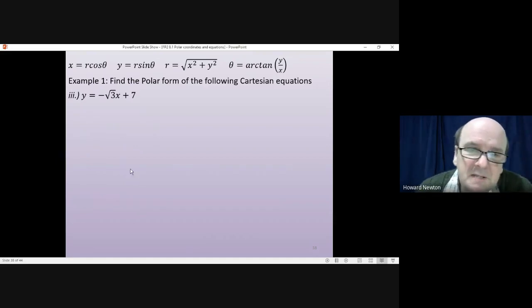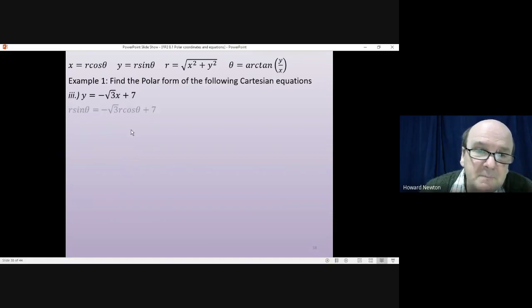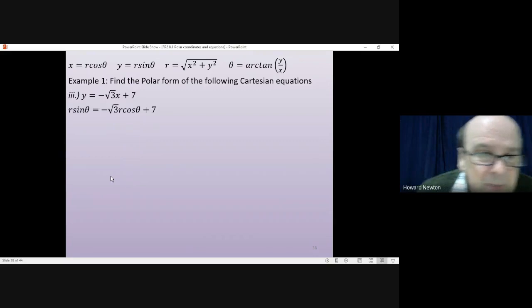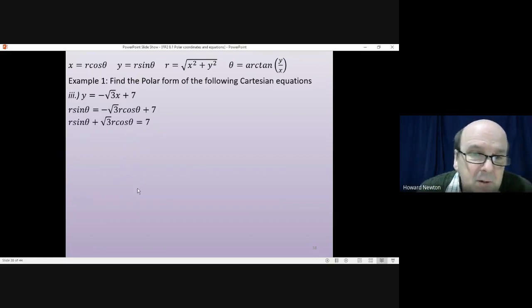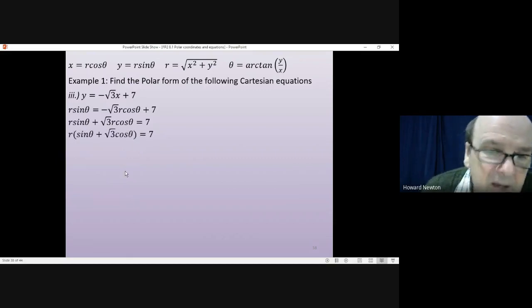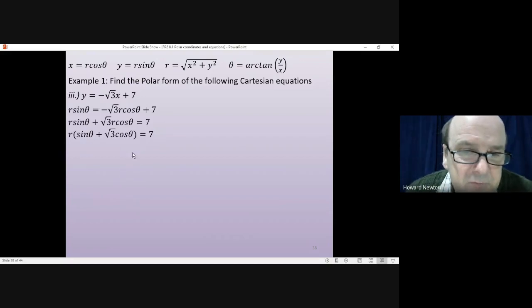Okay, same thing as last time. We'll just substitute in for y and x using these two equations. And that gives us r sine theta is equal to minus root 3 r cos theta plus 7. That gives us r sine theta plus root 3 r cos theta equals 7, moving that across. Factorizing that, taking out the r, gives us r into sine theta plus root 3 cos theta equals 7.